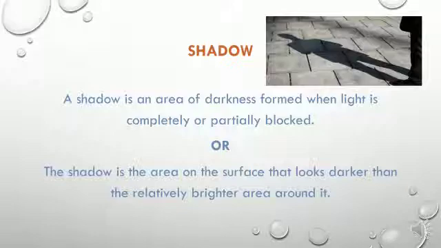A shadow is an area of darkness formed when light is completely or partially blocked. You can also say that the shadow is the area on the surface that looks darker than the relatively brighter area around it.